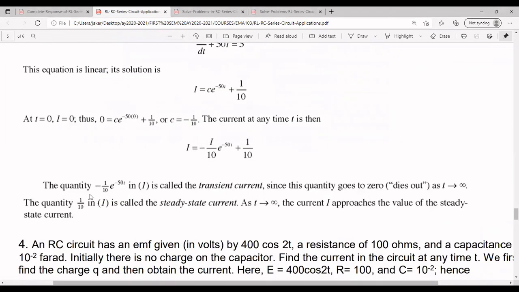This quantity, negative 1 over 10 e raised to negative 50t, in this formula for the I, is called the transient current. Okay? You recall a while ago in the RL circuit wherein we don't have voltage. It's a source-free circuit, so we don't have voltage. I mentioned that the transient response is also the transient current because of this exponential function.